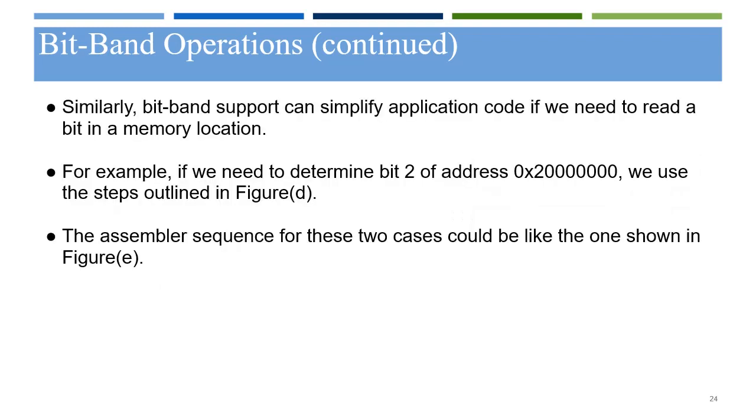In the same way, bitband also supports and can simplify application code if we need to read a bit in a memory location. Take the same example, if you need to determine bit 2 of address 200, we use these steps which are outlined in the next diagram, shown in figure D, and the assembler sequences for these two cases we can see in figure E.